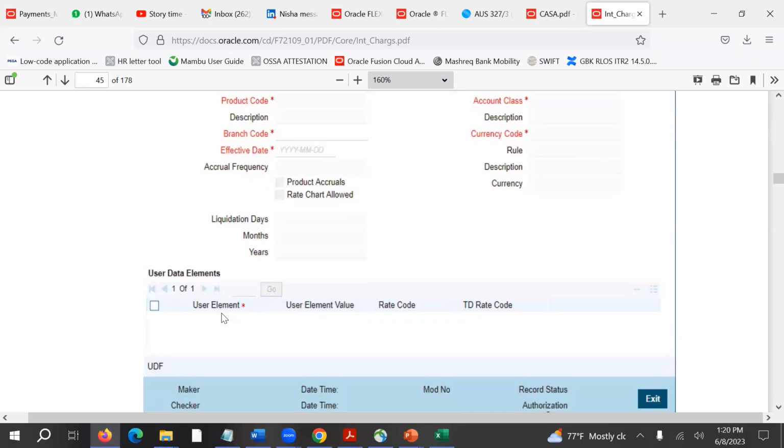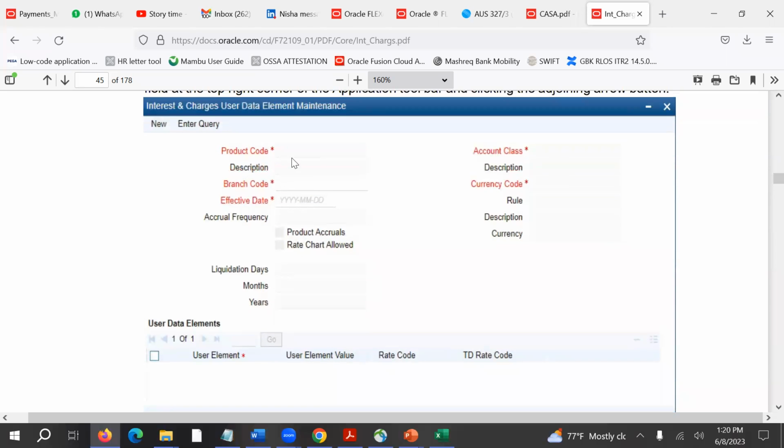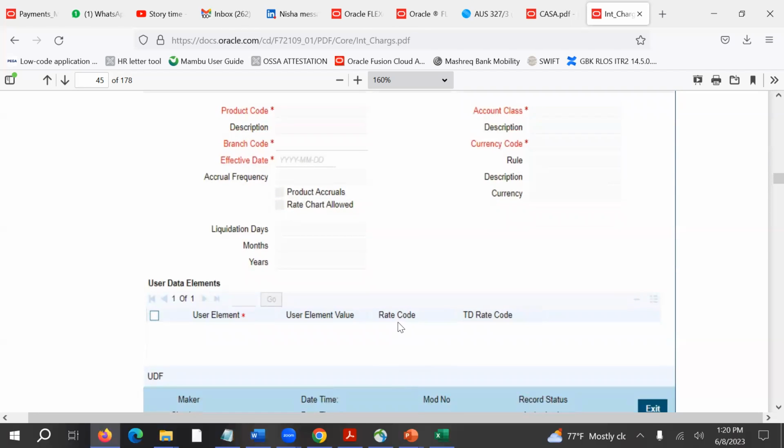So here only we give, this is a UDE, because at the product level you have attached a rule, and whatever UDEs are there in that rule will come over here. And if that is having a rate code, then I can give the rate code. Suppose I give a rate code plus this UDE value, then whatever the rate value plus this value is considered as a UDE value.